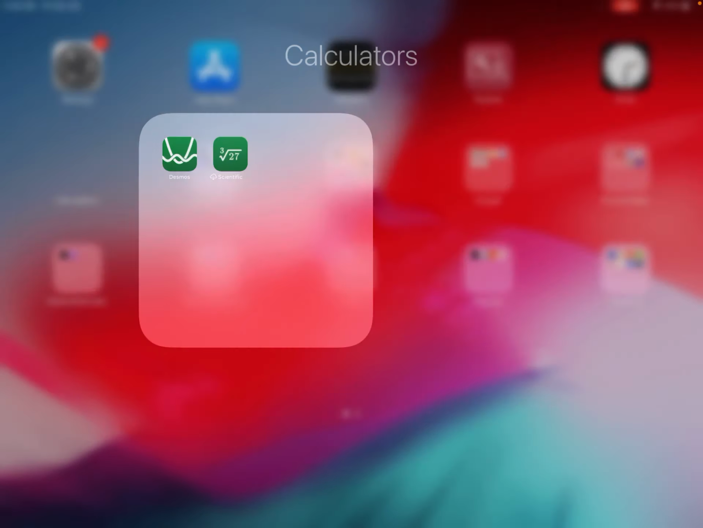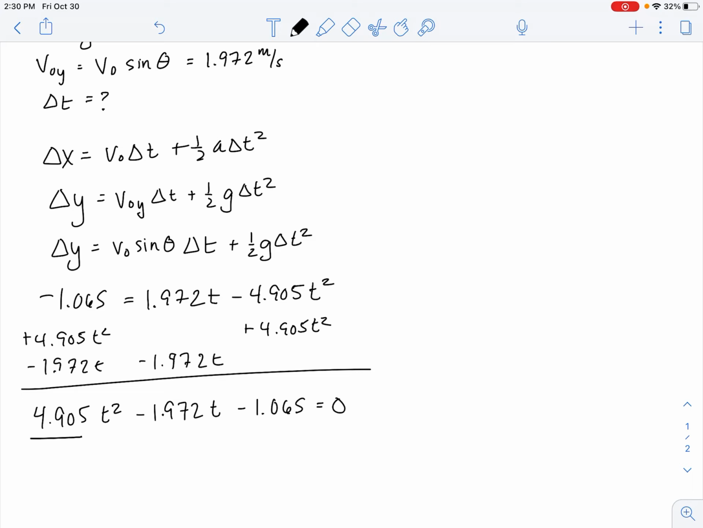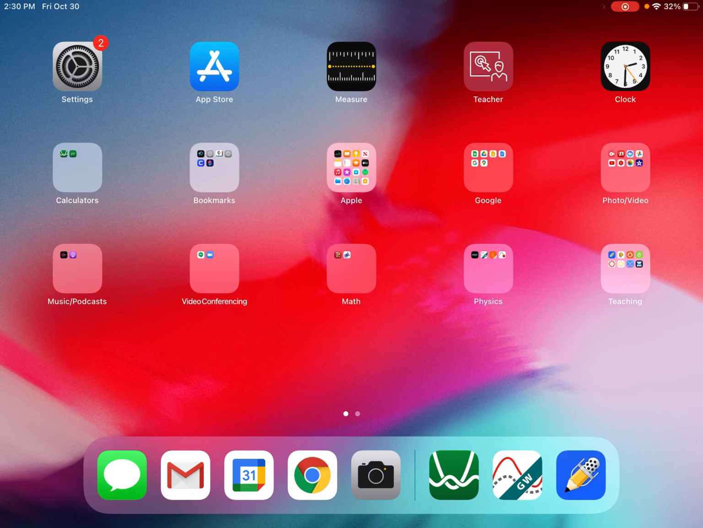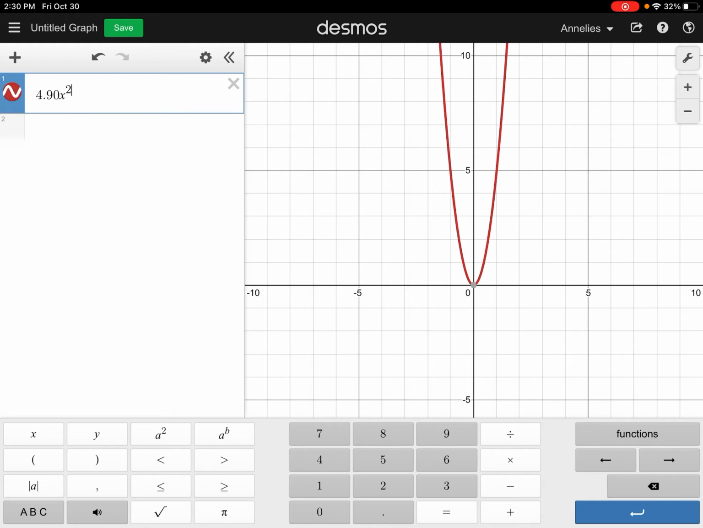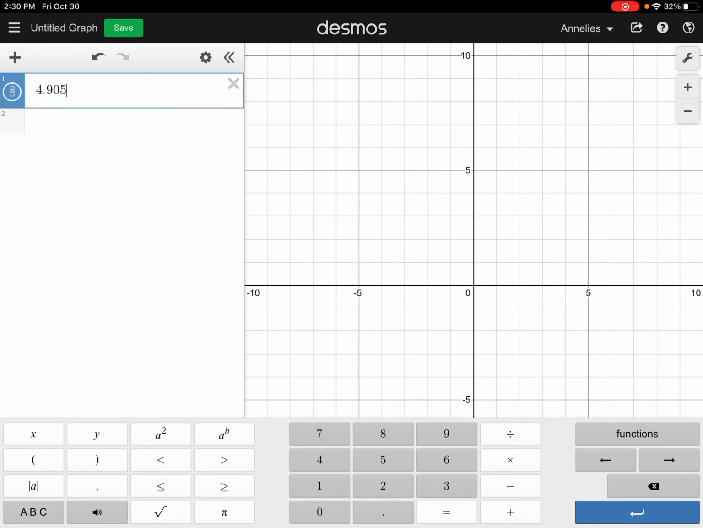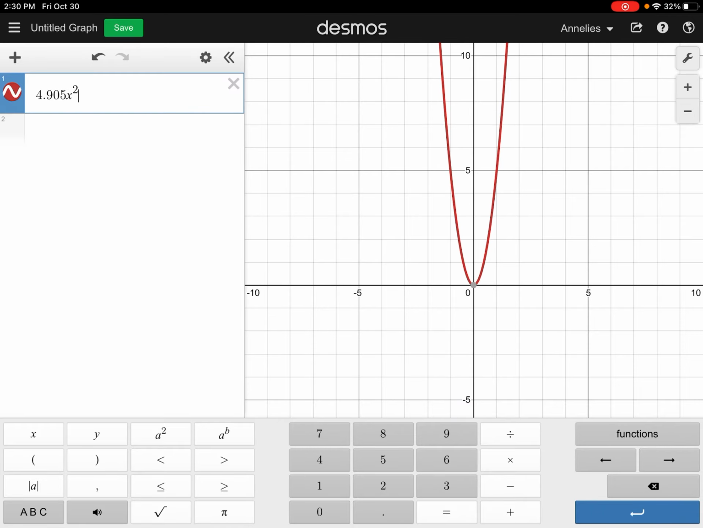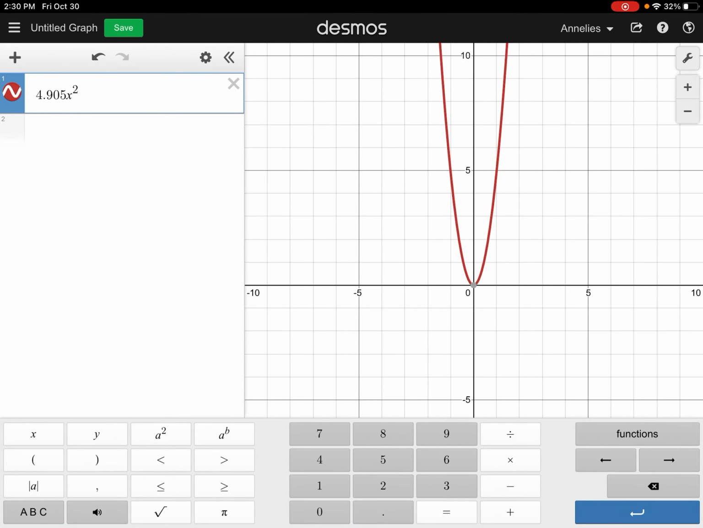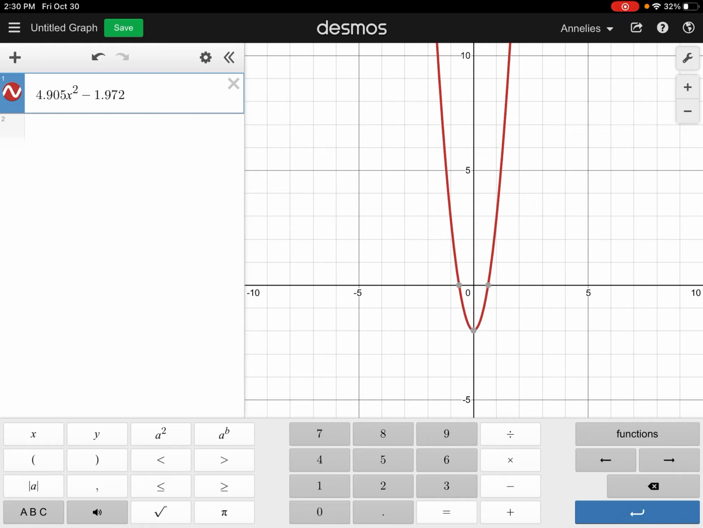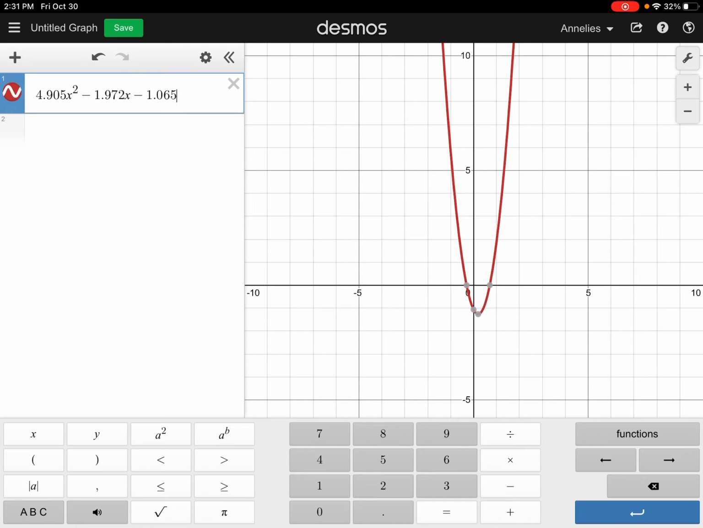Okay, I have made it to Desmos. Thank you for bearing with me. Now I have forgotten my numbers. My A value is 4.905, B value is negative 1.972, C is negative 1.065. Let's see if I can remember that. So 4.905 x squared minus 1.972 x minus 1.065. Okay, and then we're looking for the zeros.